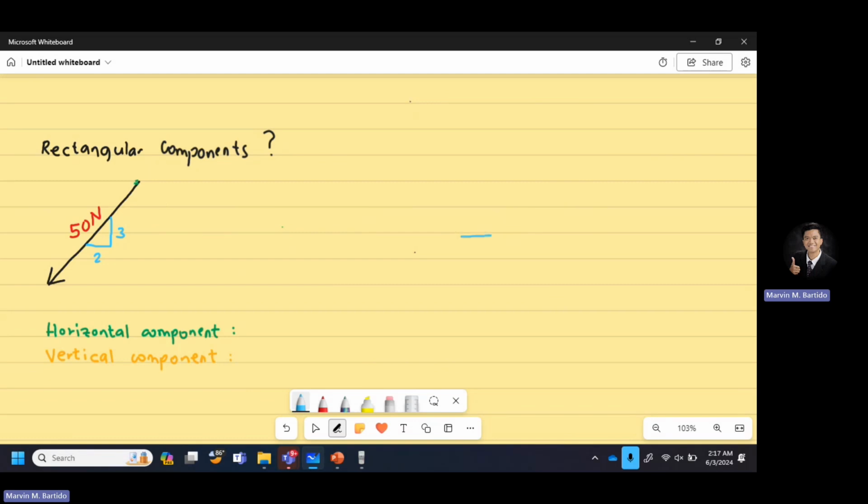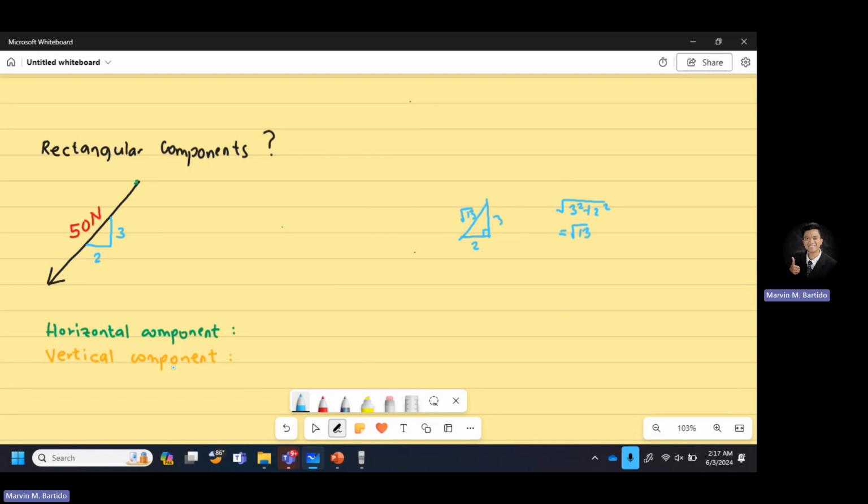So for this slope triangle, the rise is 3 and the run is 2. So this is a right triangle. To determine the hypotenuse, we just apply the Pythagorean theorem. So this will just be equal to square root of 3 squared plus 2 squared. So the hypotenuse is just square root of 13.